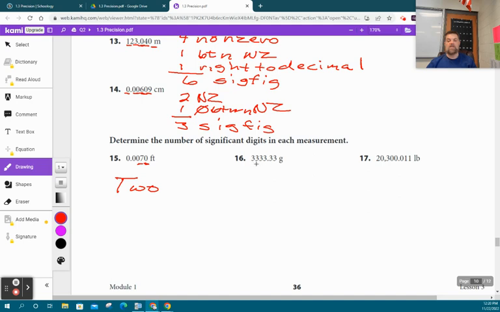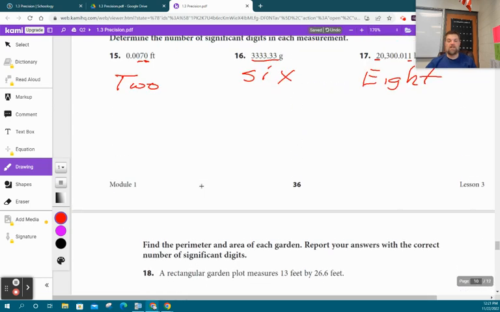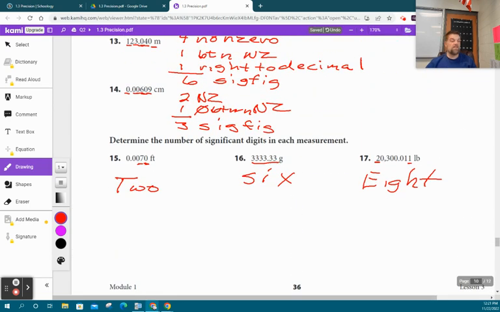I've got 1, 2. These are all non-zeros. So how many is that? 6. This is a non-zero and this is a non-zero. So all the numbers in between, if I count them, 1, 2, 3, 4, 5, 6, 7, 8. Okay. Let me leave that up there for a second so you guys can read it.